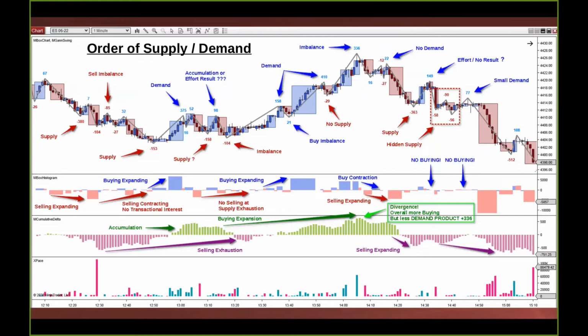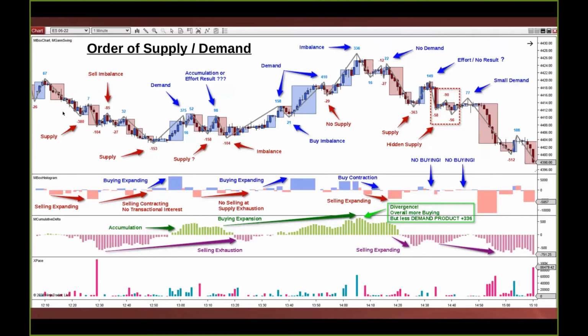I want to go through this. I'll try to go through it quickly because there's a lot on this chart and I don't want anybody to feel overwhelmed, but I want to explain a little how this reading works. All these indicators are using the MBox Precision Delta algorithm.